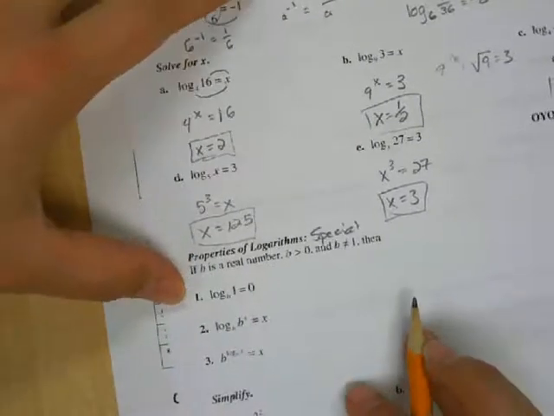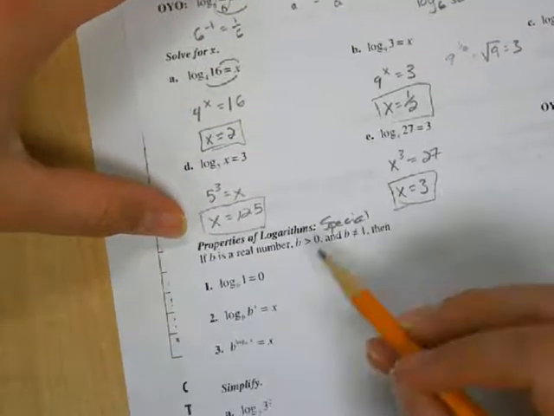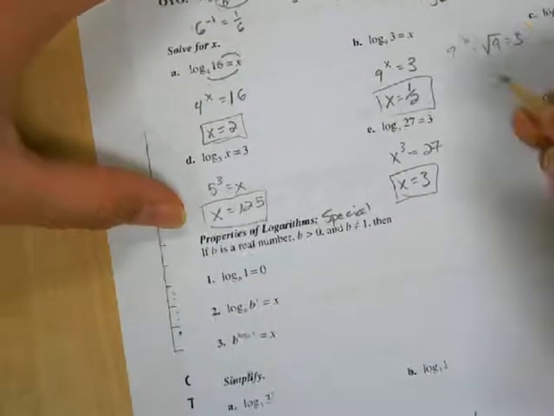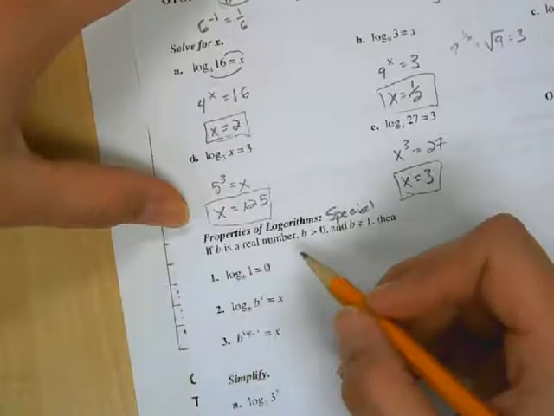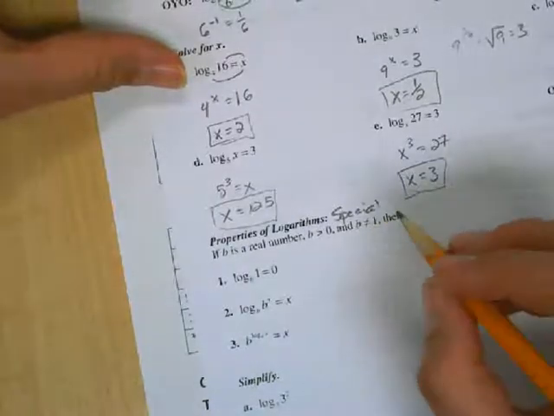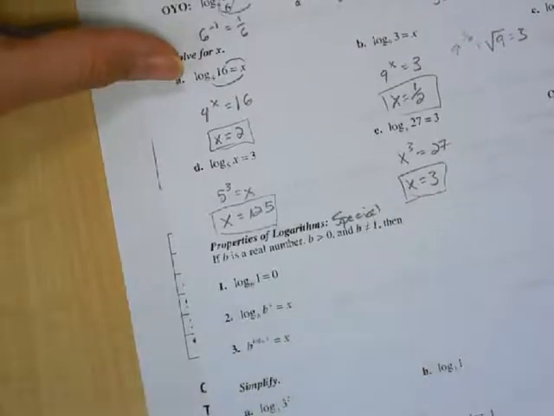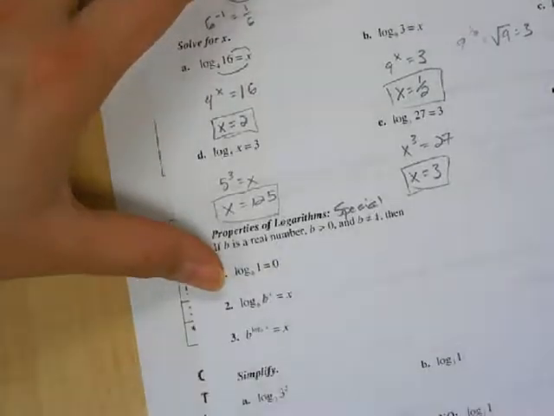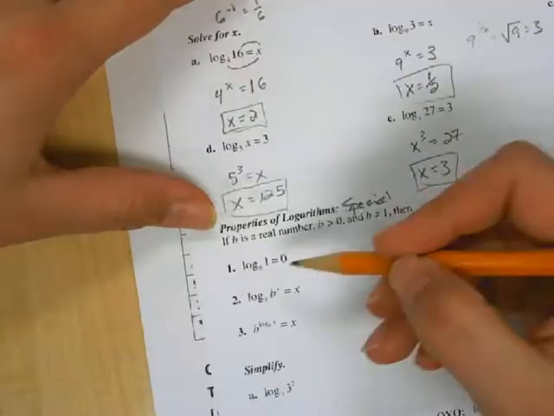Okay, so the special properties: if b is a real number, our base has to be real, has to be positive, and it can't be equal to 1. The reason why we can't do 1 is because 1 raised to any exponent is going to be 1. We would just go in circles, because 1 raised to any power is still 1. So that's why we exclude b equaling 1. Anything else that is positive and a real number, so no imaginaries, then we have these three properties.